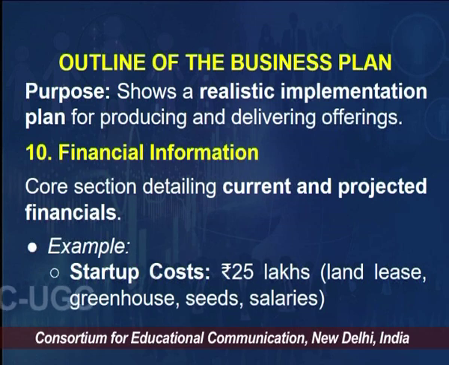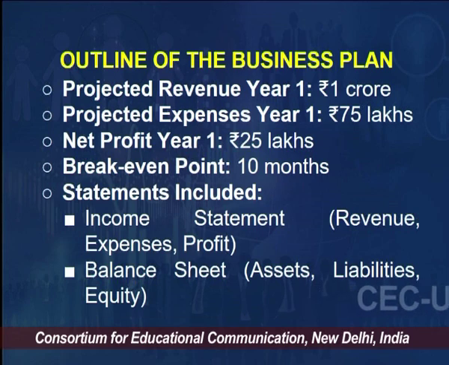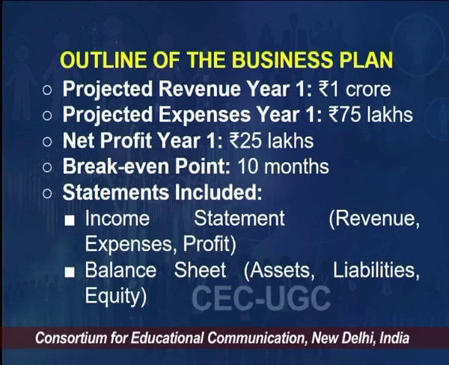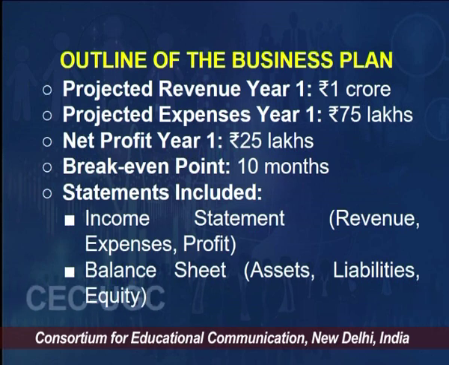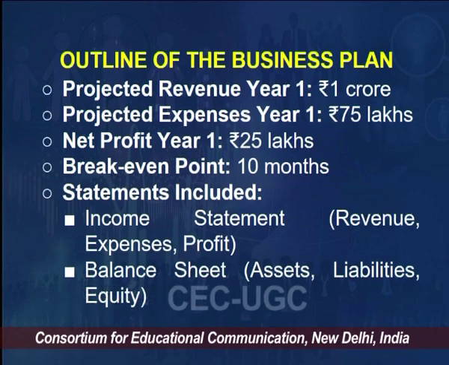For example, the startup cost is 25 lakh rupees, which stands for the land lease, the greenhouse, the seeds, and also the recurring expenses like salary. There is a projected revenue for 1 year, that is 1 crore. The projected expenses are about 75 lakhs. The net profit is 25 lakhs. The break-even point is 10 months, where we will be able to equate the total cost and the total revenue.